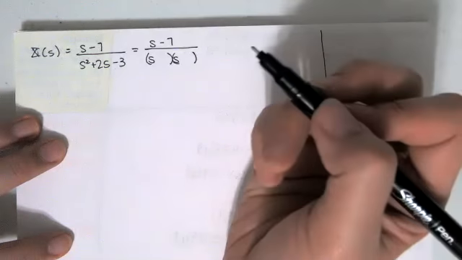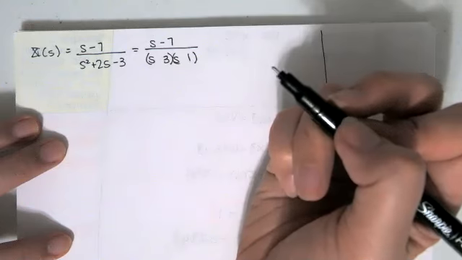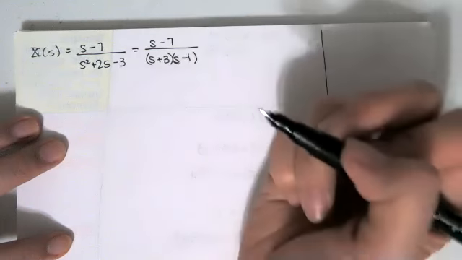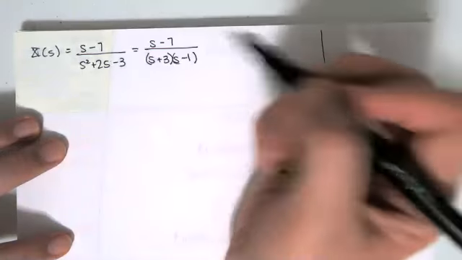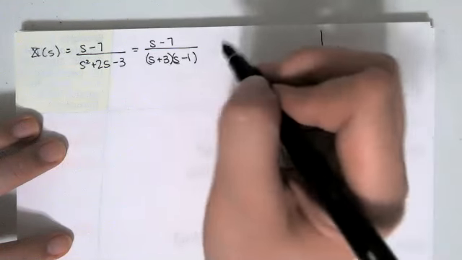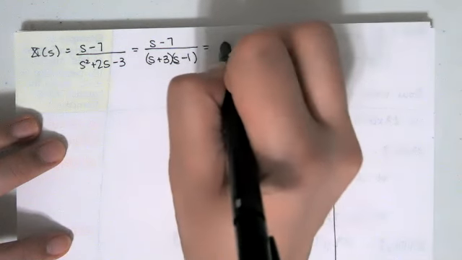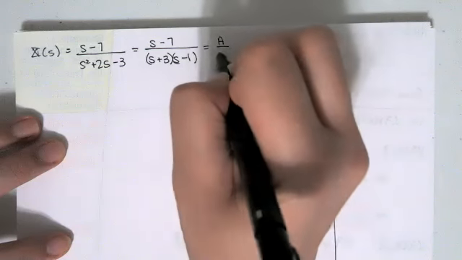I need two numbers that multiply to give me negative 3 and add to 2. 3 and 1 will work if 3 is positive and 1 is negative. 3 times negative 1 is negative 3. 3 plus negative 1 is positive 2. And then I see I've got two linear factors. Neither one of them is repeated, so I can use partial fraction decomposition.